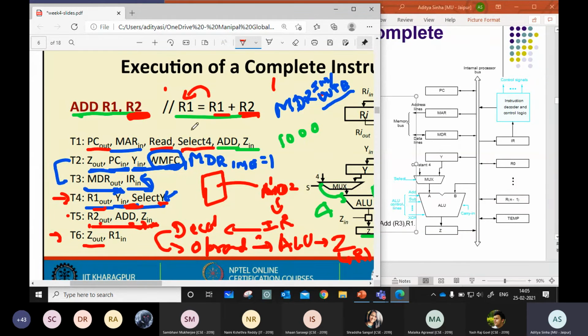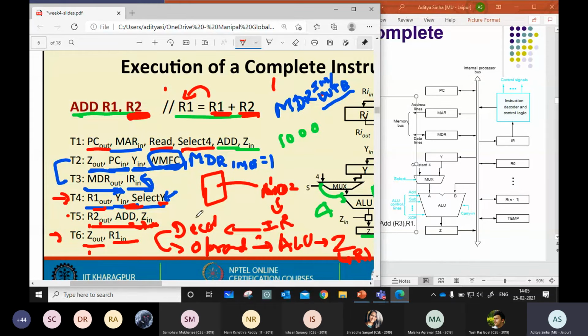Why? Because we have to update the addition value into R1 register again. So when we do Z out, whatever the answer was from adding R1 and R2 gets loaded into system bus, and by activating R1 in control signal, we can have the updated added value into R1.